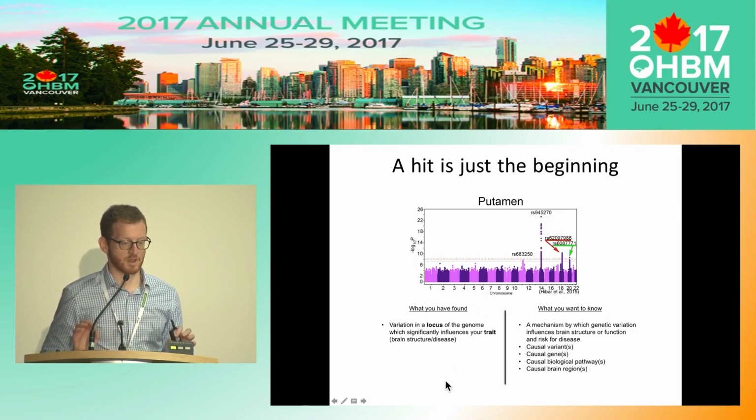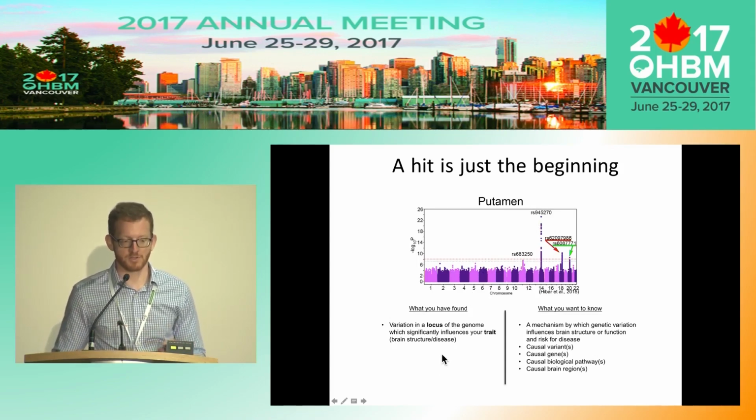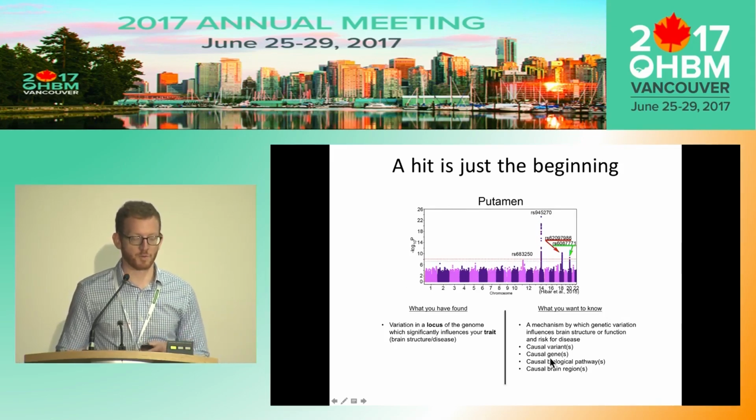So there's a difference between what we have found and what we actually want to know. What we have found is that variation in a locus of the genome significantly influences your trait, which can be brain structure or disease. But what we actually want to know is something much deeper. We want to really understand a mechanism by which genetic variation influences brain structure or function or disease risk. A locus is actually a bunch of correlated SNPs, or a bunch of correlated genetic variants that are inherited together. We can't really pinpoint the causal genetic variants using just genome-wide association alone.